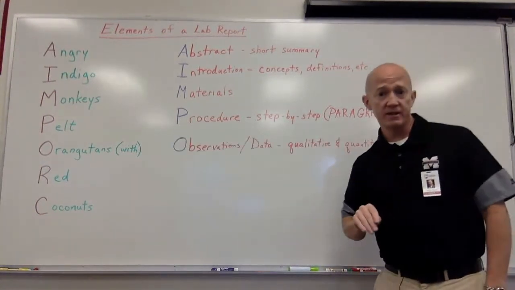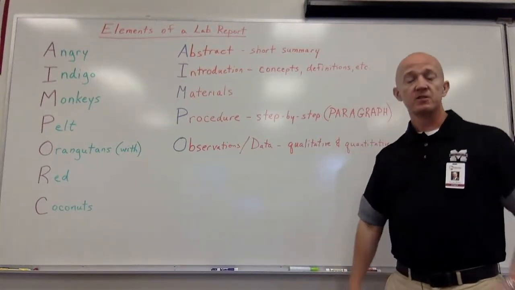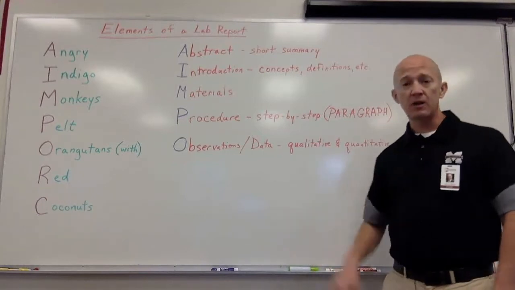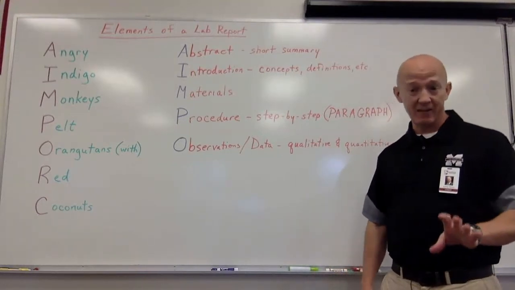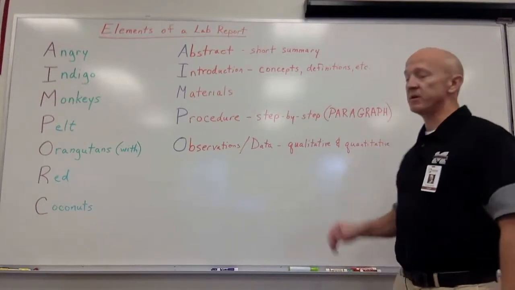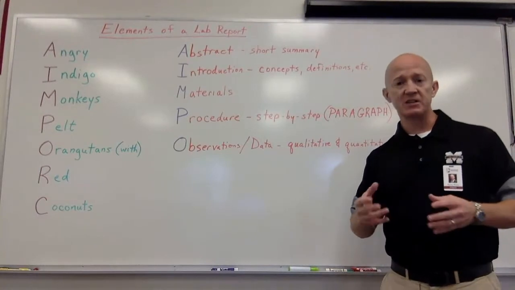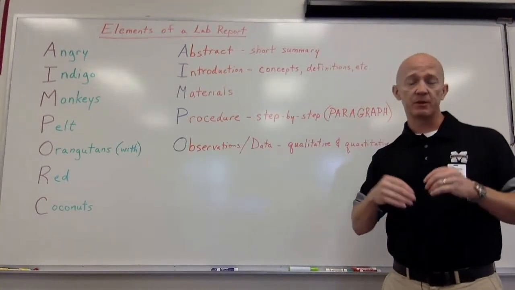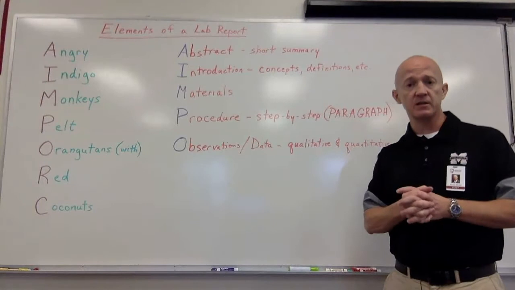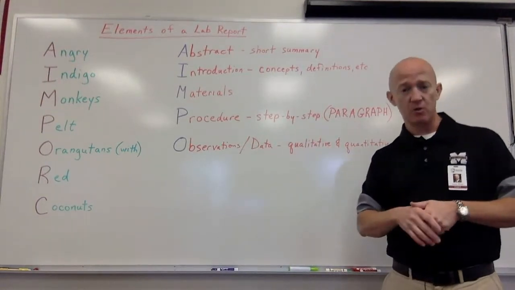The O in orangutans refers to observations or data. Sometimes this will just be qualitative information. Today, for example, will just be qualitative information. But then other times we may have quantitative information. We may take a measurement or a density reading or the length of something or the mass. You get the idea. Observations and data, qualitative and quantitative.